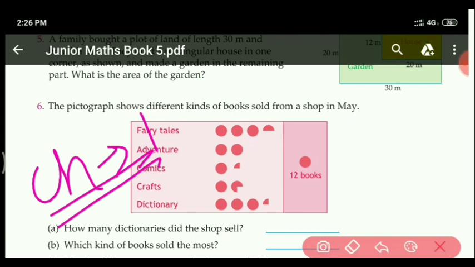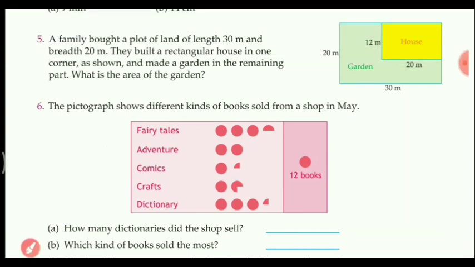So students, as I have done question number 5 and 6, similarly you also do these questions 5 and 6 and practice both. So today's homework will be to practice exercise 1D properly and questions number 5 and 6 in your homework copy. Got it? In the next video, tomorrow, I will start chapter number 2.